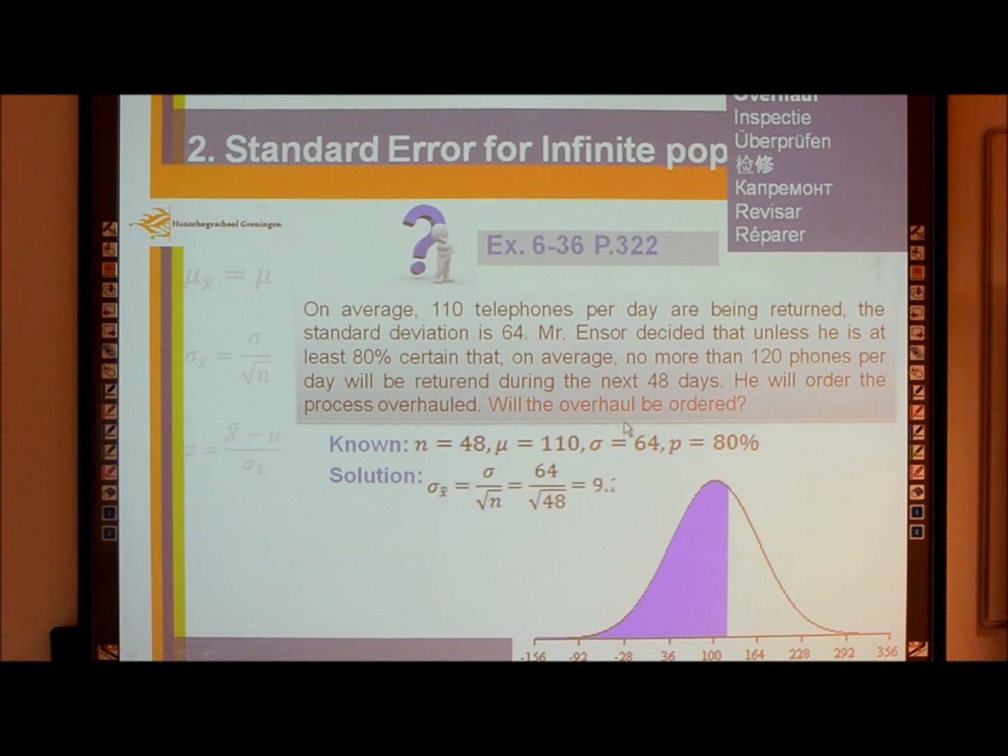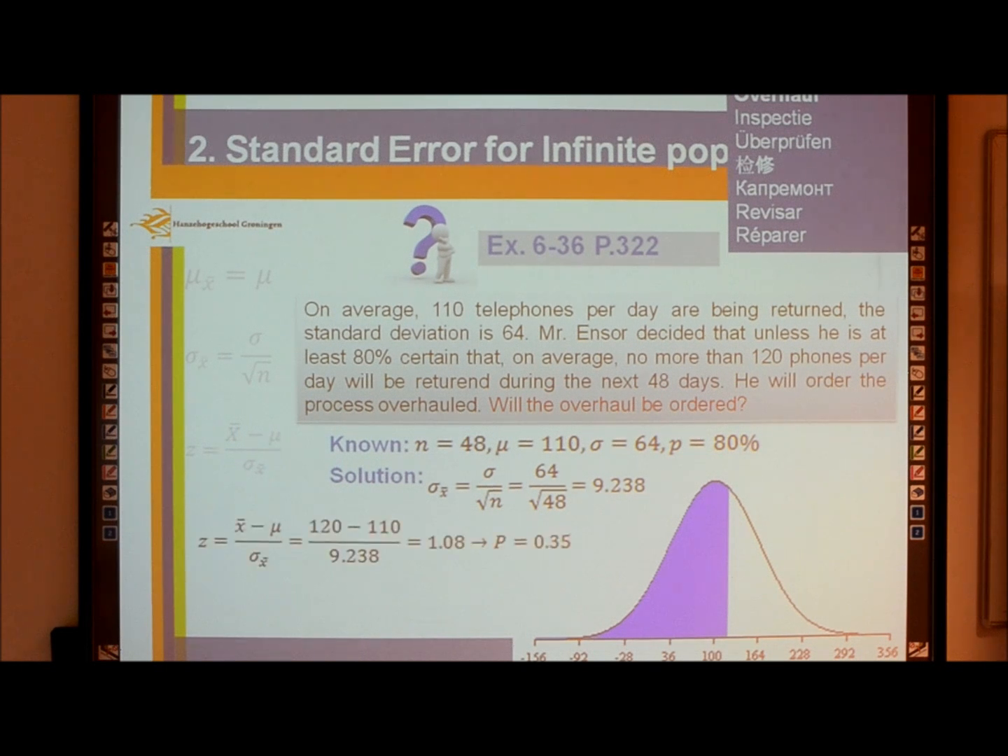Now first we need to calculate the standard error. It comes from the standard deviation of the population, 64, divided by the square root of the sample size, so the square root of 48. And there we get the standard error, 9.238. After we know the standard error, we can continue with the z-score. The z-score comes from 120, this is our individual value, minus the population mean, 110, and divided by the standard error, 9.238, which we have just calculated. And we get the z-score 1.08.